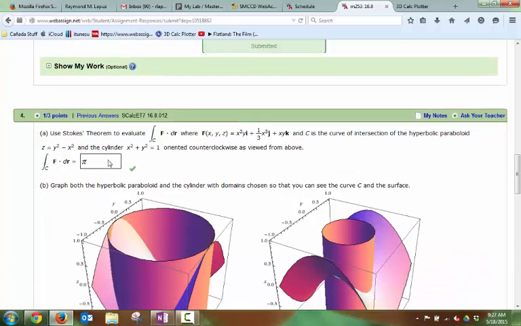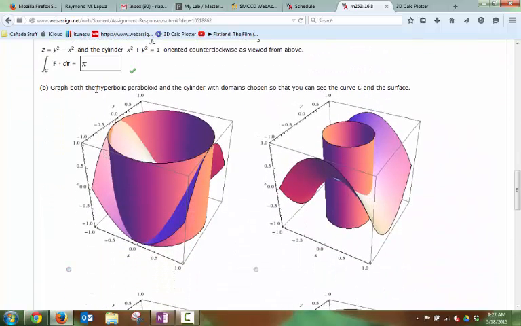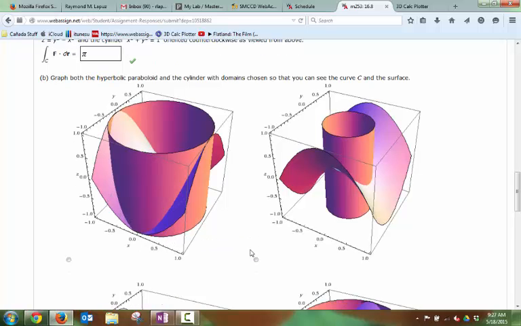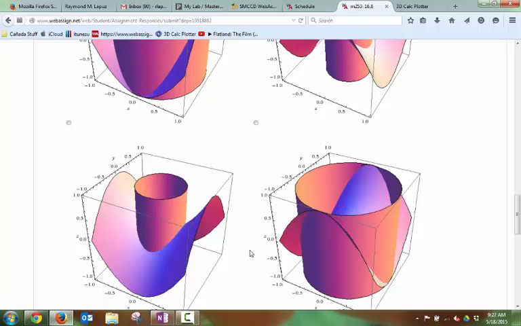And then, so that looks good. The next thing they want us to do is to graph both the hyperbolic paraboloid and the cylinder, so we can see the domain. Now these graphs look a lot alike. I guess it would be good to know which one it is, and it would be good for us to graph it as well.